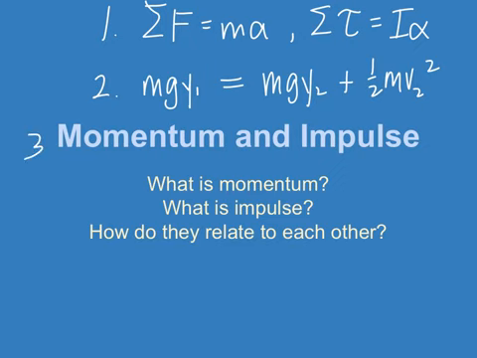Well, a third method is to look at momentum and impulse. And we're going to begin by defining those terms, but then later in this unit, the real important part is going to be when we look at interactions between objects, such as collisions or explosions.